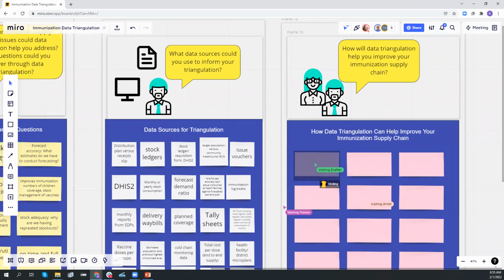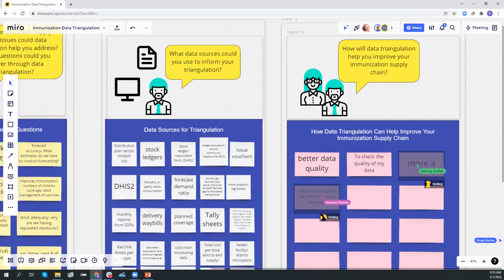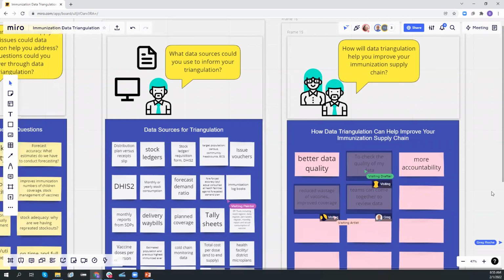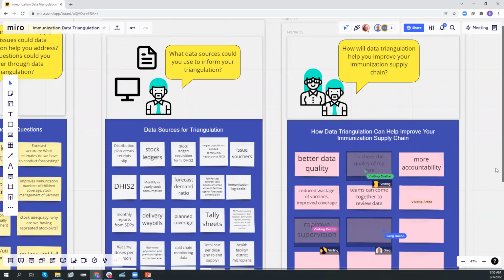Oh, yes, for sure. As I mentioned last week, using data triangulation, we could find out that, at least at country level, we were having some problems in estimating the country needs when it comes to purchasing the vaccines from the supplier.